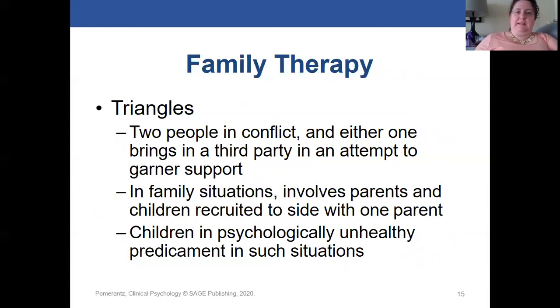Another thing we talk about a lot in family therapy and systems theory is triangulation. This is where you've got two people in conflict, and then one is going to bring in a third party and attempt to garner support.